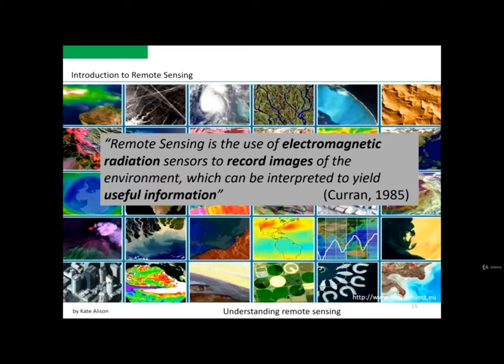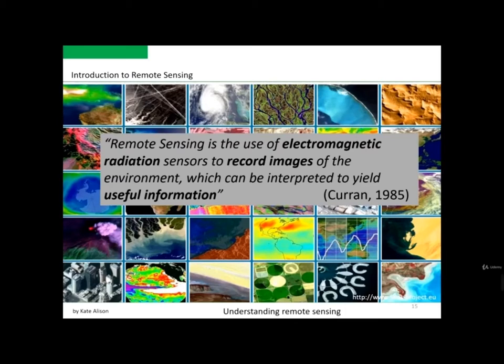Remote sensing is the use of electromagnetic radiation sensors to record images of the environment which can be interpreted to yield useful information. As you can see, this definition was proposed by Paul Curran, a professor at the Southampton University, United Kingdom, back in 1985. Nevertheless, this definition is still up to date today.